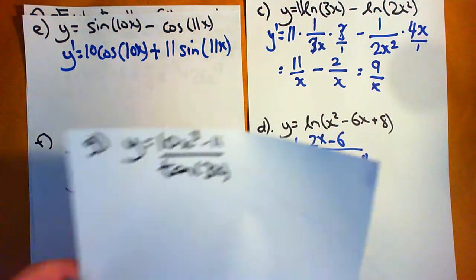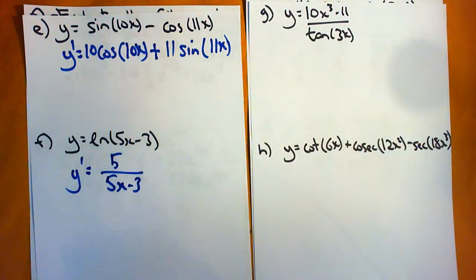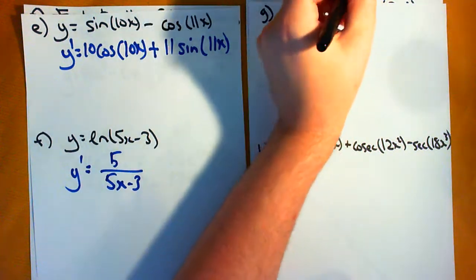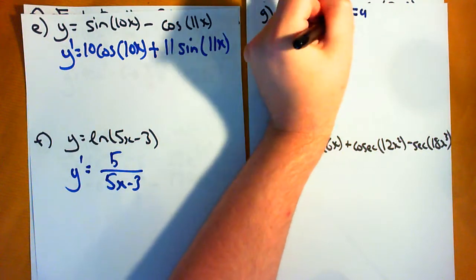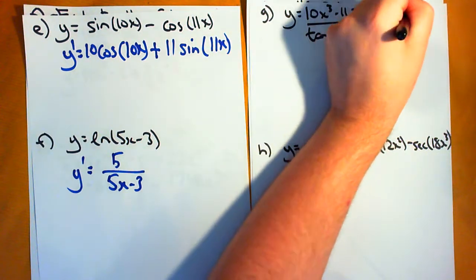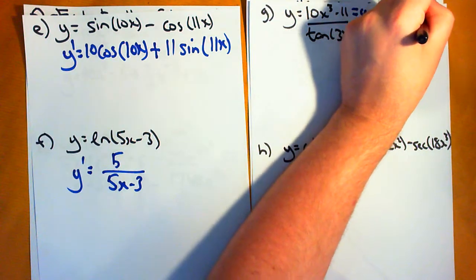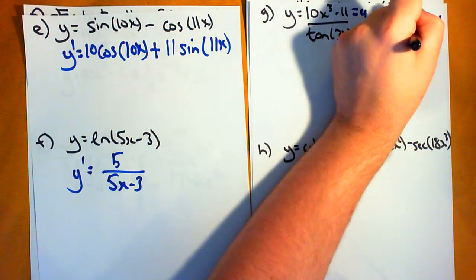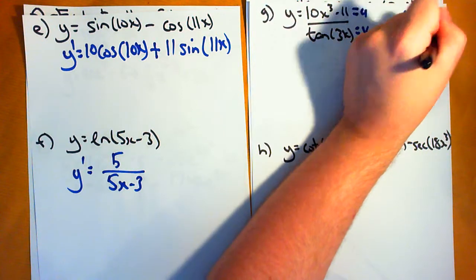Two more to do. So we've got y equals 10x cubed minus 11 over tan of 3x. So we've got a function on the top, we've got a fraction to differentiate here, which means we need to use the quotient rule. So the top line, 10x cubed minus 11, is your u, and tan of 3x equals v. So your quotient rule is y dash is u dash v minus u v dash, divided by v squared.